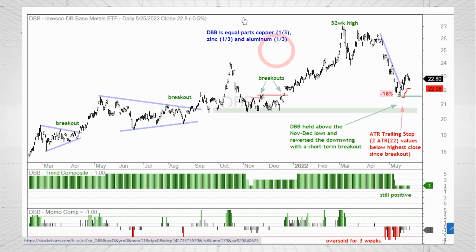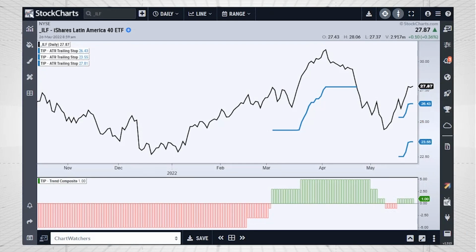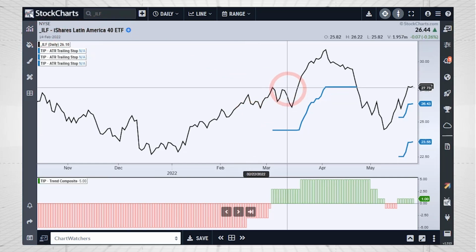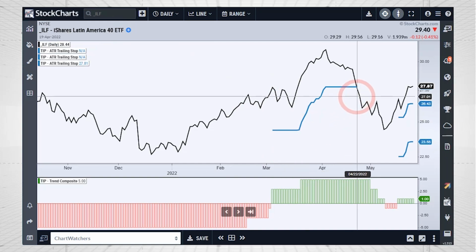So now we're going to go to StockCharts ACP and show you the Trend Composite in action along with the ATR Trailing Stop. And this is the iShares Latin America 40 ETF, ILF, big weighting in Brazil in this ETF. And I want to show you a previous signal first before we look at the current signal.